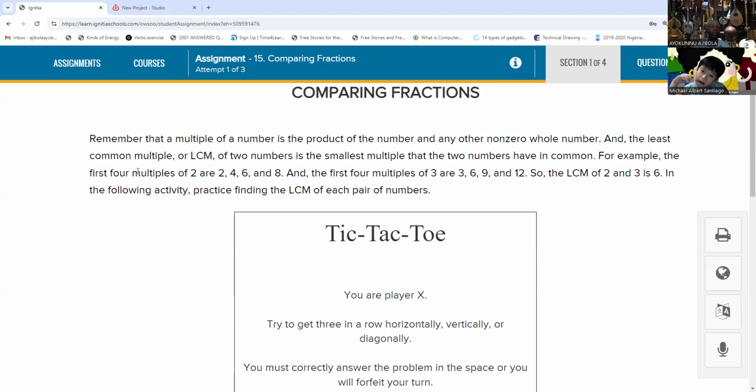Yes. For example, the first four multiples of 2 are 2, 4, 6, and 8, and the first four multiples of 3 are 3, 6, 9, and 12. So the LCM of 2 and 3 is 6 because that is their least common multiple. There are other common multiples of 2 and 3, but we are not going to them once we have found at least one. Is that clear?